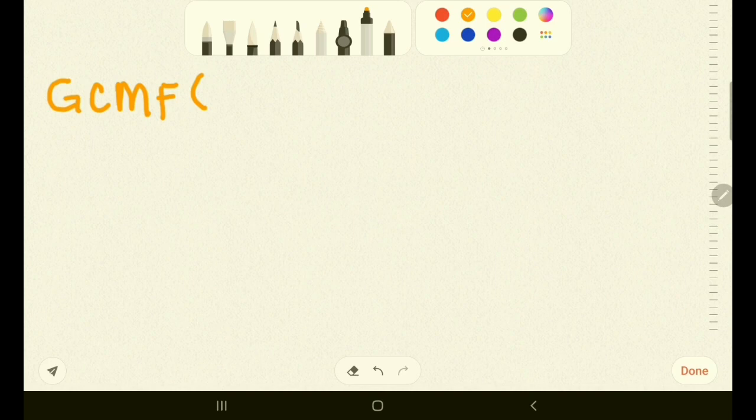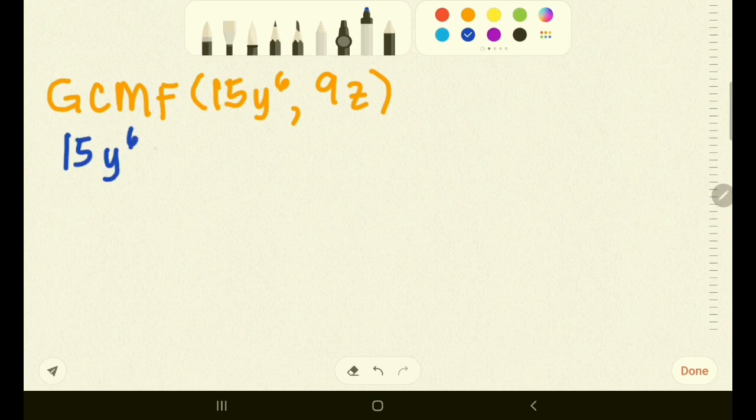Okay, let's have here 15y to the power of 6 and, sorry, we're not going to write 9z. Okay, let's have it. So we're going to use the prime factorization method since this method is really hard. So let's have here 15y to the power of 6.